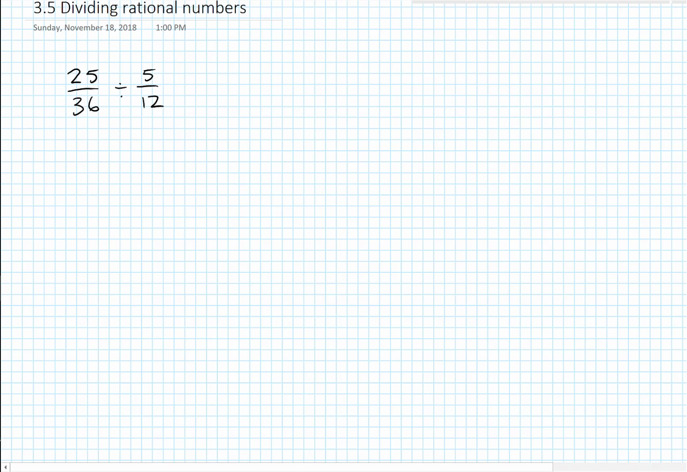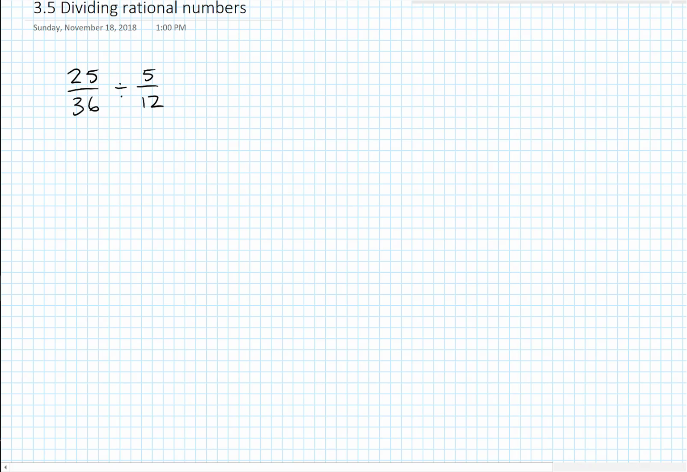Dividing rational numbers is almost as easy as multiplying rational numbers. Generally easier than adding or subtracting. And you probably have already learned the rule. When you're dividing by a fraction, you can turn it into a product. In other words, you can just multiply by the reciprocal of that divisor fraction.